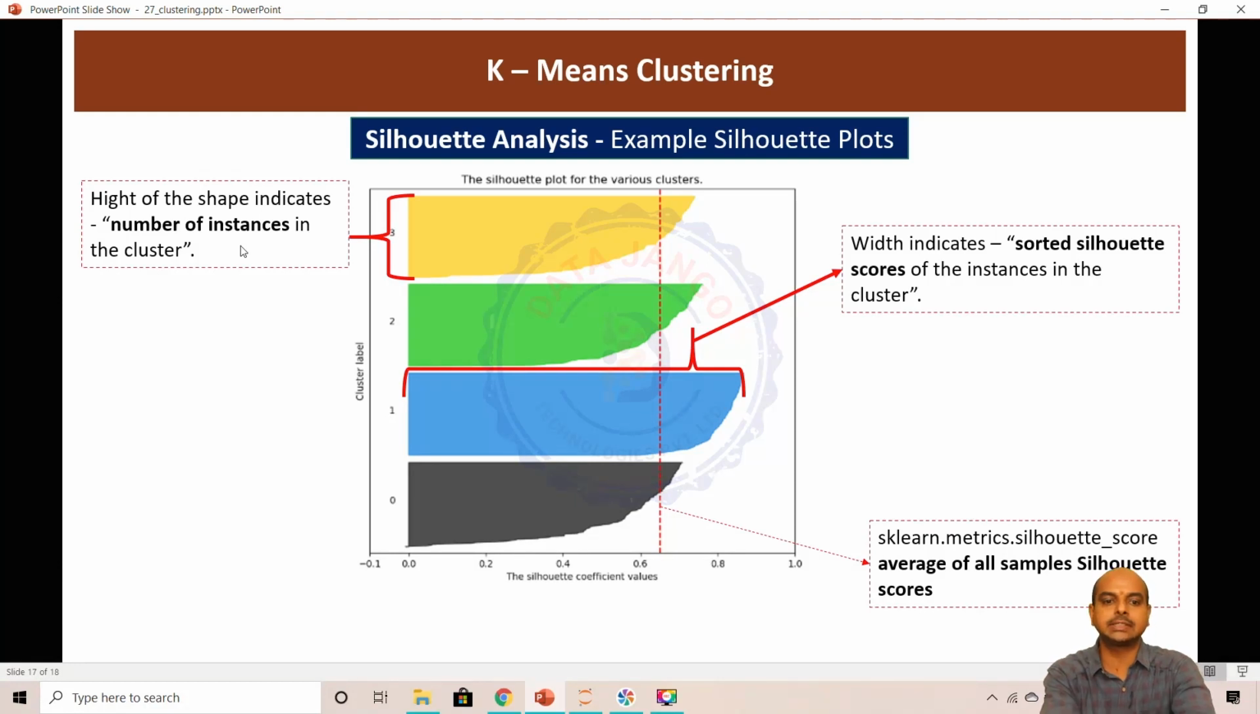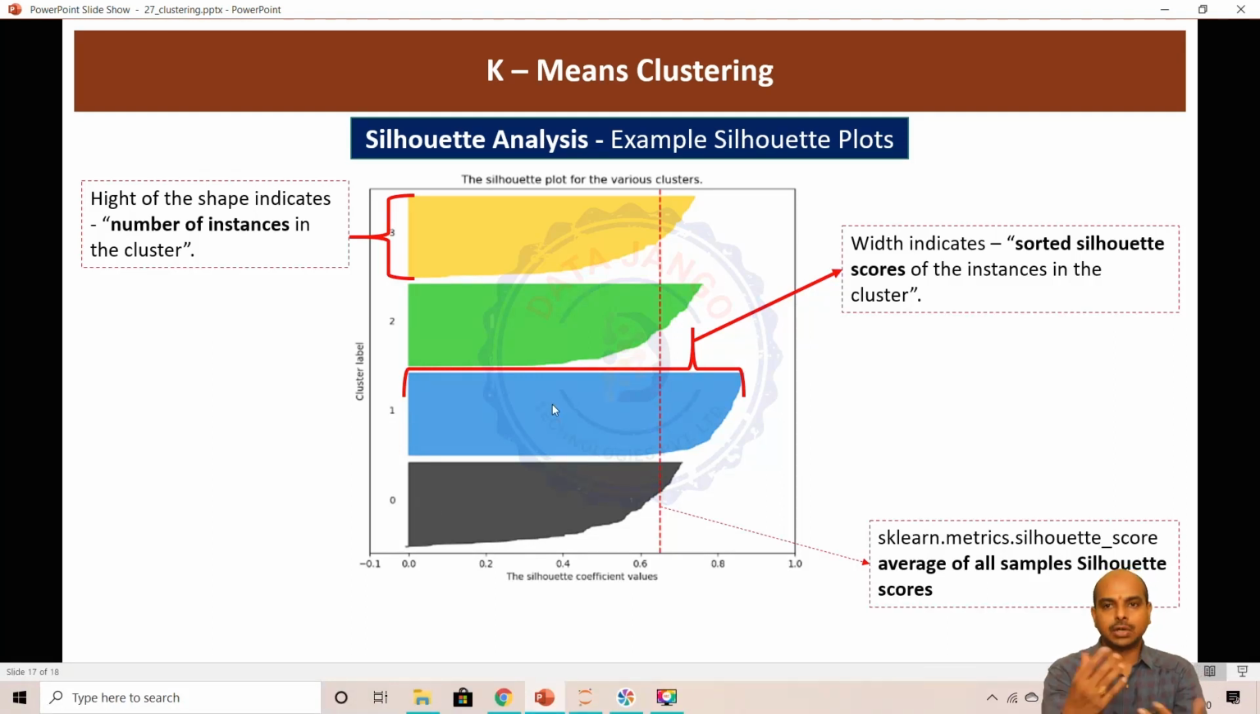The height actually says the number of instances. At a high level you can understand how many instances. It is not going to give you a clear number, but it shows that there are more data points in this cluster when compared to this cluster. So this is called silhouette analysis. You can do this plot. It is the matplotlib, seaborn stuff, you can do that.